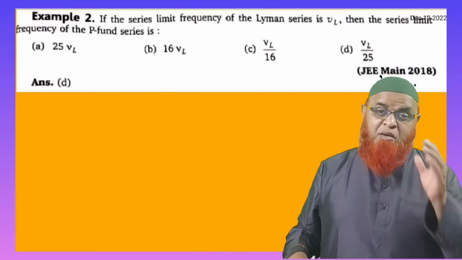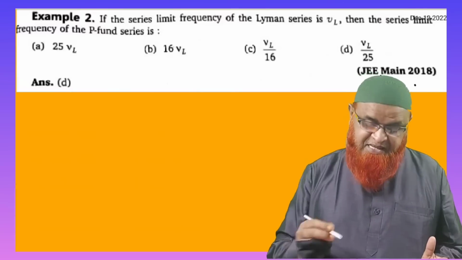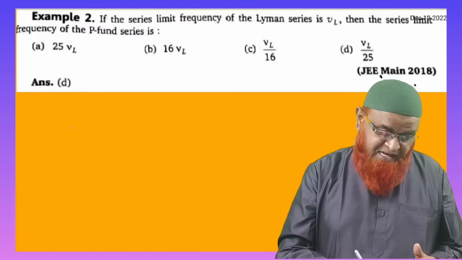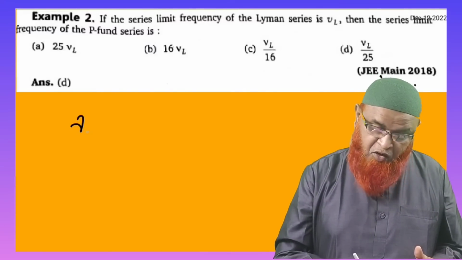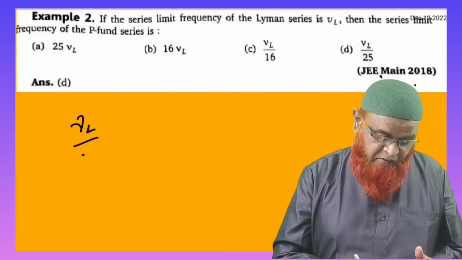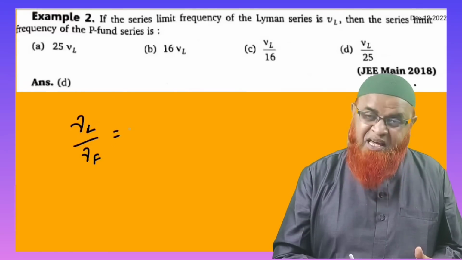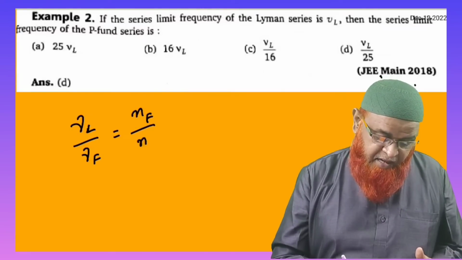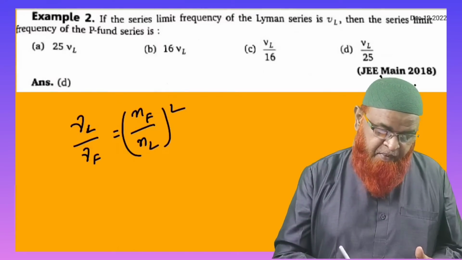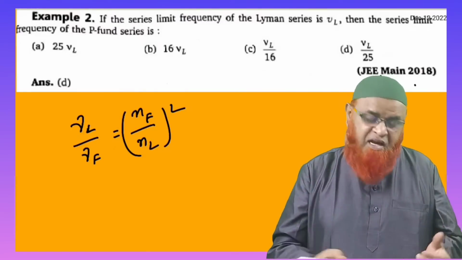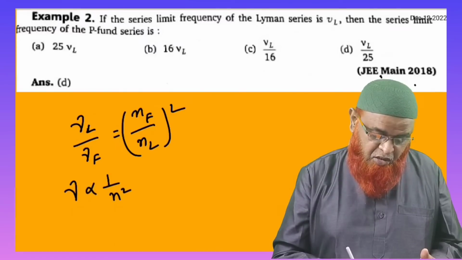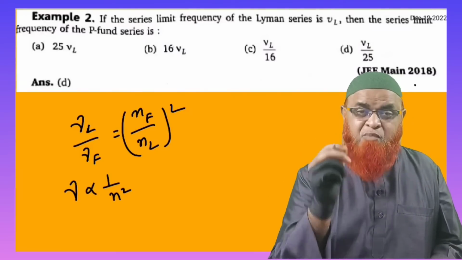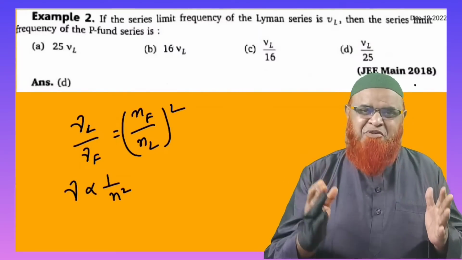Okay, students, how can you solve this problem in just a single step method? It's very simple. He's asking us to find out the relation between frequency and principal quantum number. You can just write here frequency of Lyman series divided by frequency of Pfund series is equal to principal quantum number of Pfund series by principal quantum number of Lyman series whole square. We can take the relation directly that frequency is inversely proportional to principal quantum number whole square. That's it. This relation can help you to solve the problem without solving the problem. Just by seeing the problem, you can do the problem.